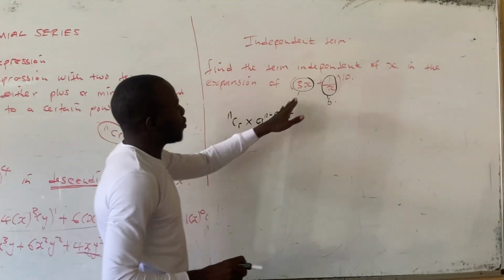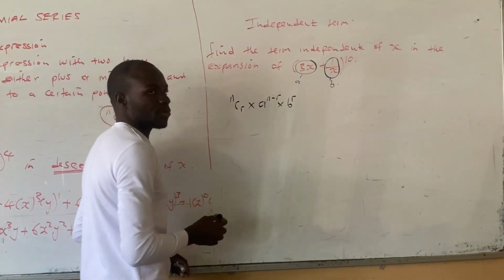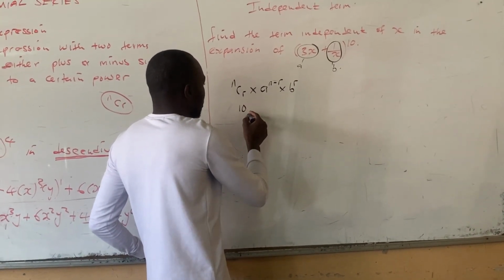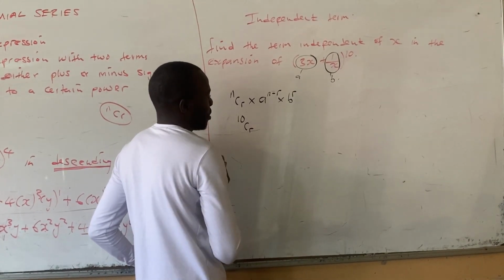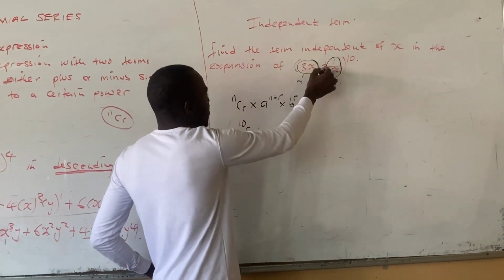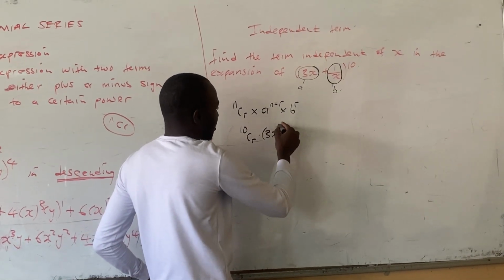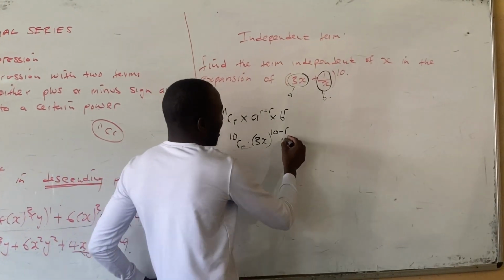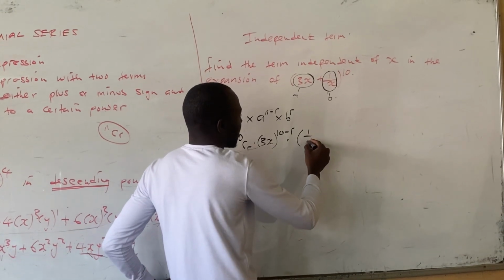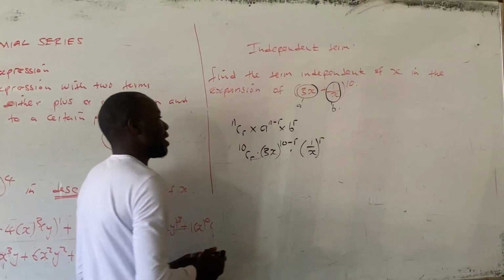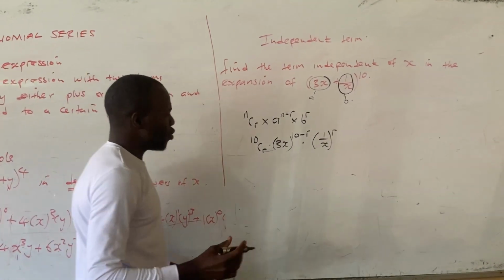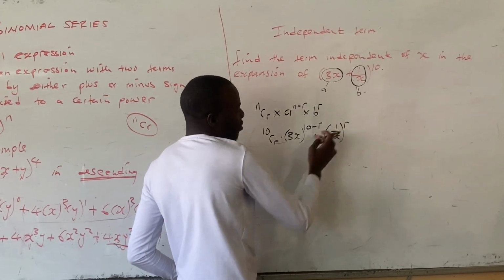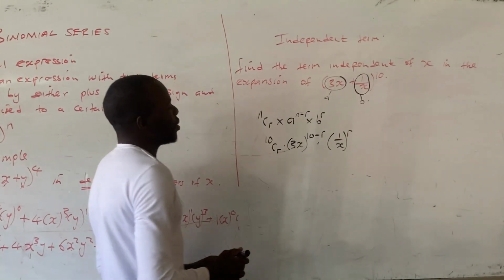Before we do anything, we are going to substitute these expressions. What is n here? n is 10. So we'll say 10 combine r, which we don't know yet, times a, which is the whole of this term, 3x raised to the power 10 minus r, times b, which is 1 over x raised to the power r. Now you need to know that this power, in this case r, is on both 1 and what? x. So now, what do we do here?